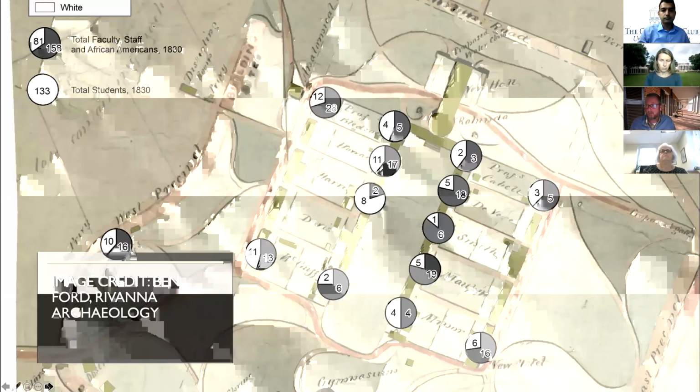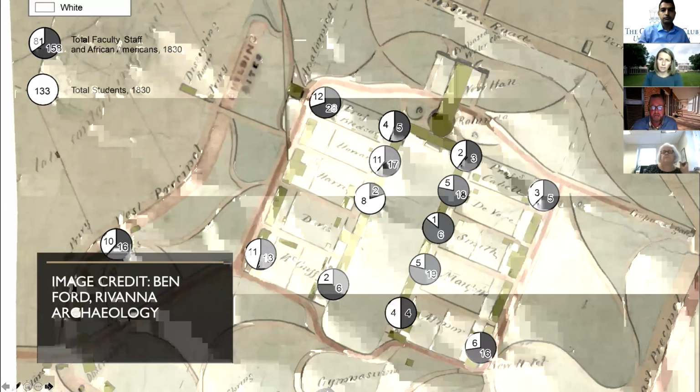What did it look like when it opened? And this is really important to that memorial. This is an 1830 image. I'm going to thank Ben Ford from Ravenna Archaeology for sharing this image with me. This is an image superimposed on an 1850s map of university property.